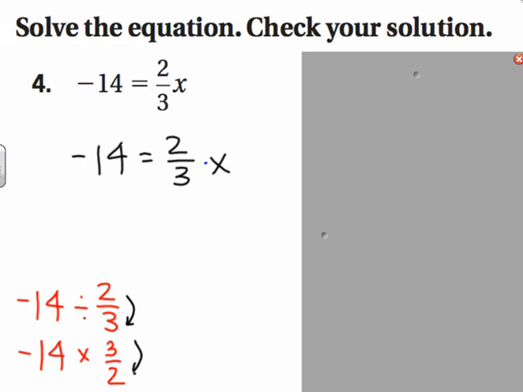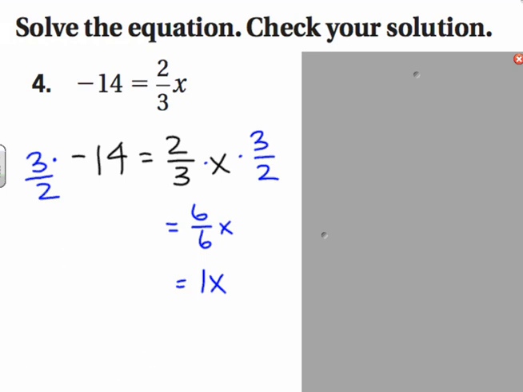So I'm going to multiply both sides by the reciprocal, which would be 3/2. On the right-hand side, I would get 6/6x, which is the same as 1x, or just x. That's what we wanted. And then on the left-hand side, I can put this as negative 14/1, if that helps.